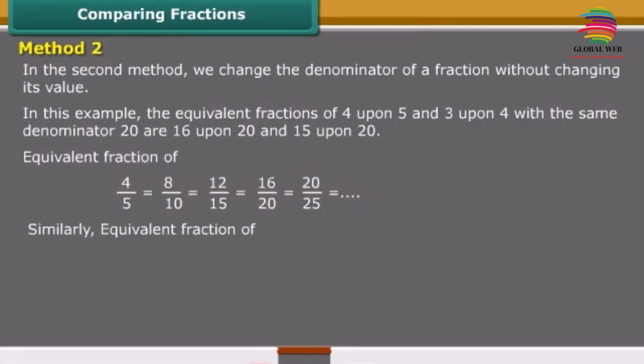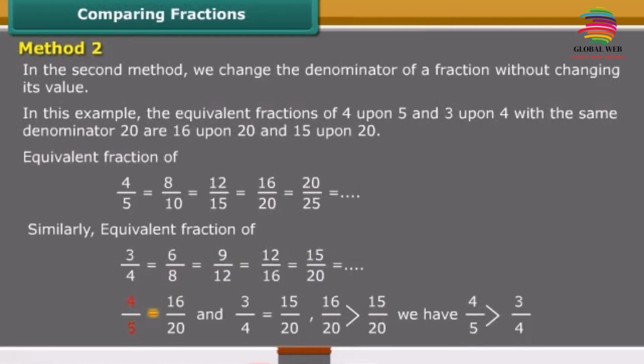Similarly, equivalent fractions of 3/4 are 6/8, 9/12, 12/16, 15/20, and so on. 4/5 is equal to 16/20, and 3/4 is equal to 15/20. 16/20 is greater than 15/20. So we have 4/5 is greater than 3/4.